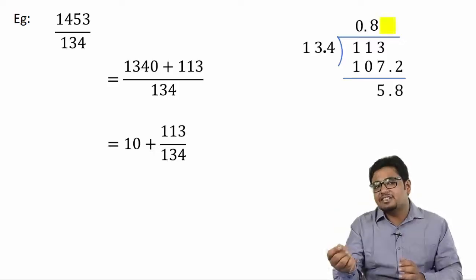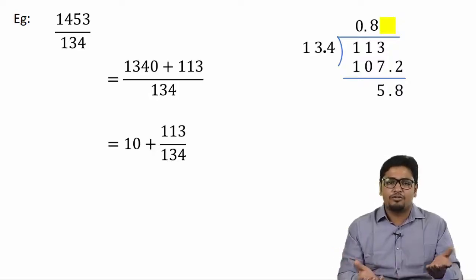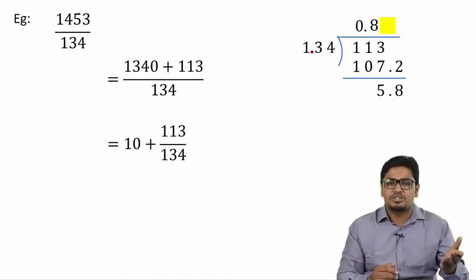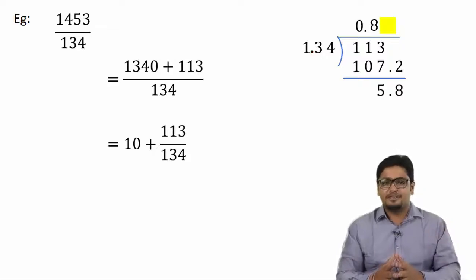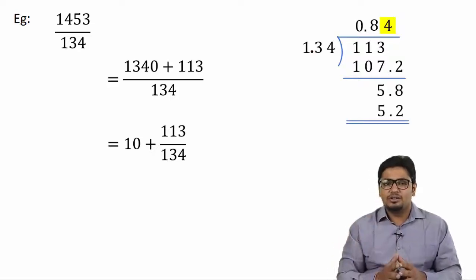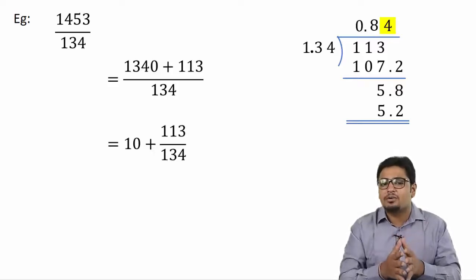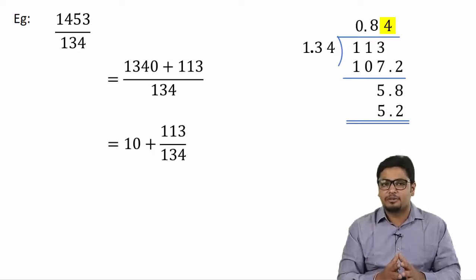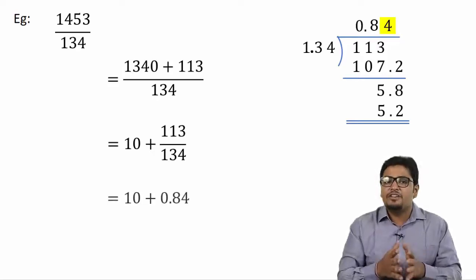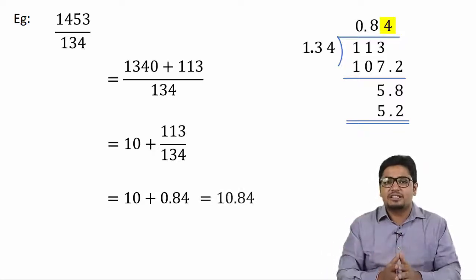Now to get the second digit after the decimal, usually we add another 0 in the dividend but instead of that, we will shift it from its current position to one place to the left. Now 1.34. 4 times 1.34 is 5.2. This is close to 5.8 and will serve the purpose as we are only calculating till 2 places of decimal. So finally we get 10 plus 0.84, which gives us 10.84 as the answer.